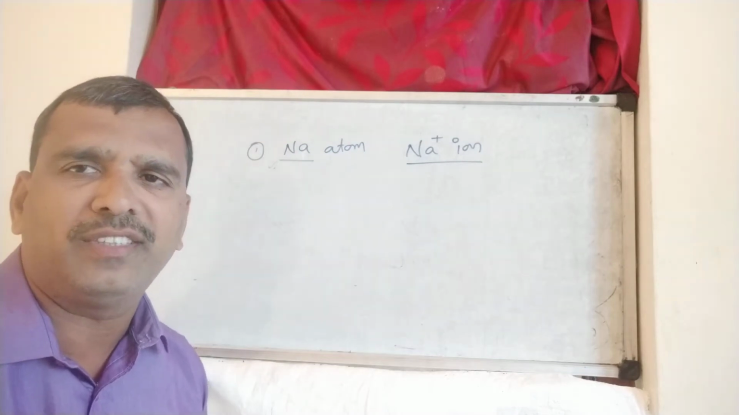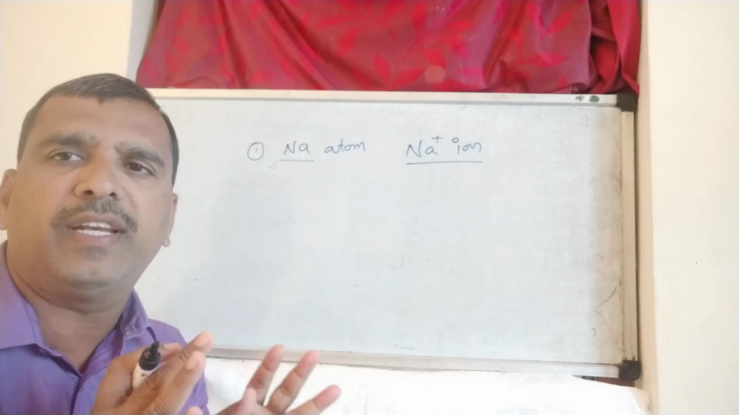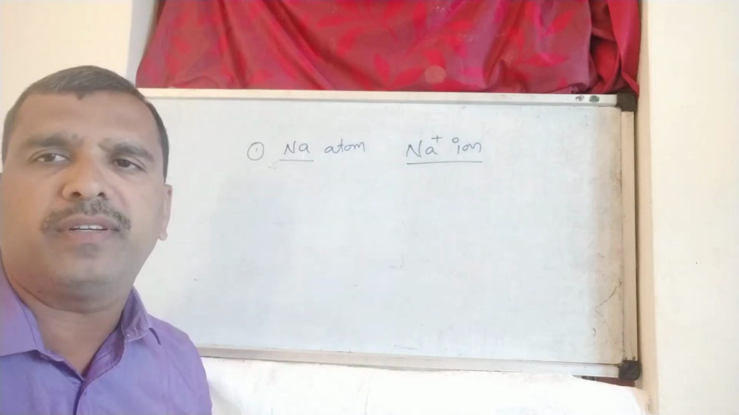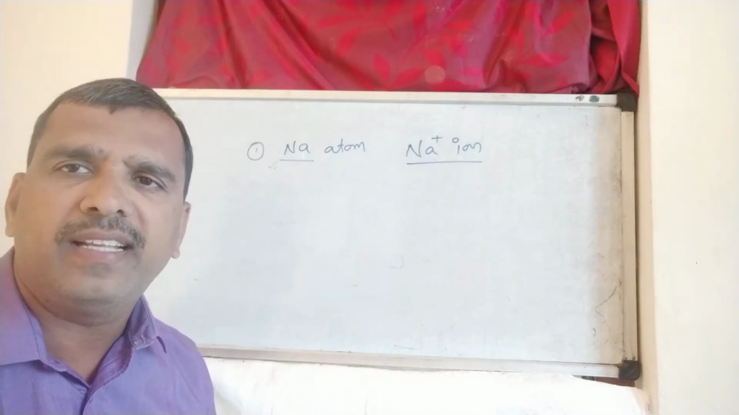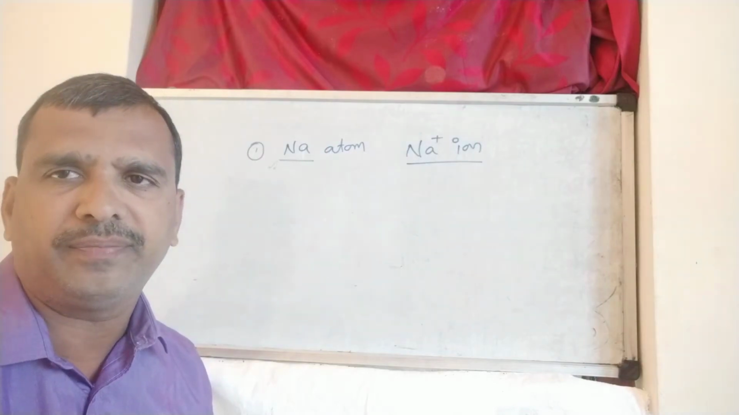Today, we are going to learn about the calculation of the total number of electrons, protons as well as neutrons. Many students naturally have some confusion about how to calculate the number of electrons, protons as well as neutrons.